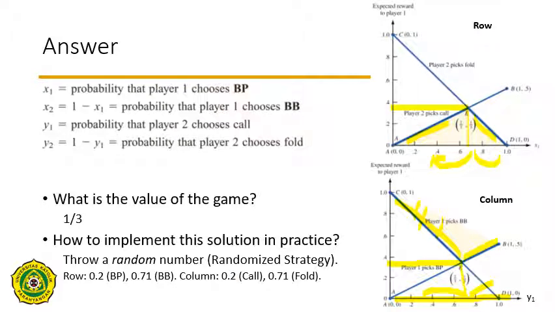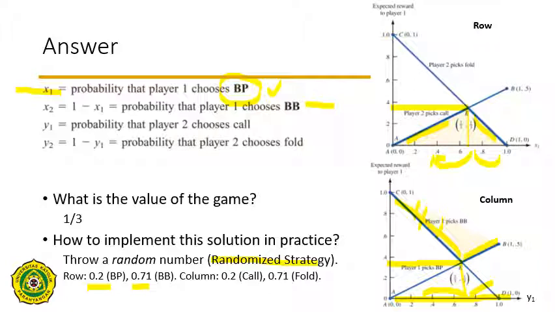And then how to implement this solution in practice? Let's say you are player 1 and the optimal solution says that you should play the strategy BP 2/3 of the time. What you can do is that for each game you play, you throw or generate a random number. That's why this is called a randomized strategy. You throw a random number, and if the number is less than 2/3, you play the strategy BP. But if the random number is greater than 2/3, then you select the second strategy.